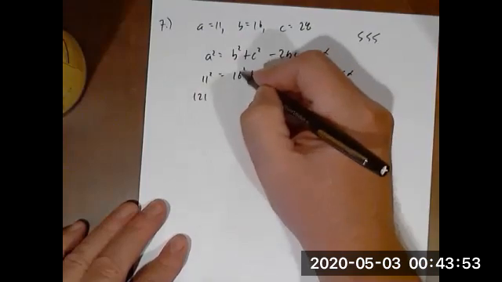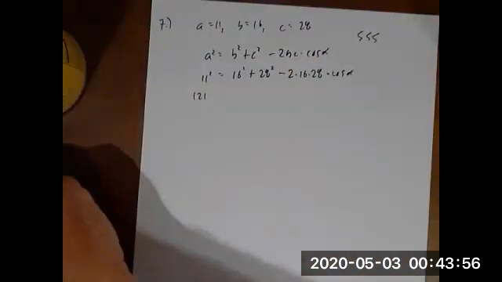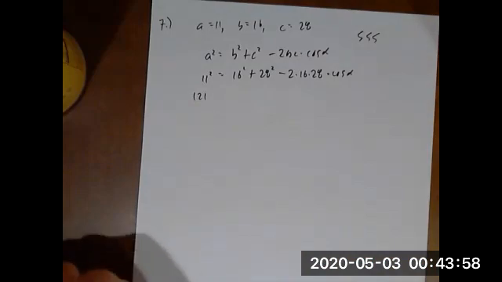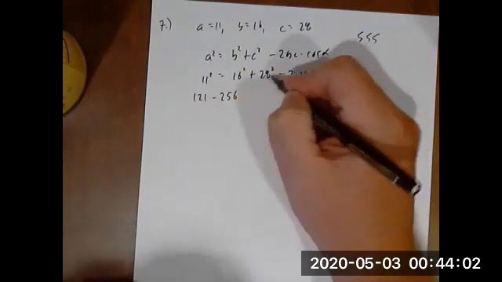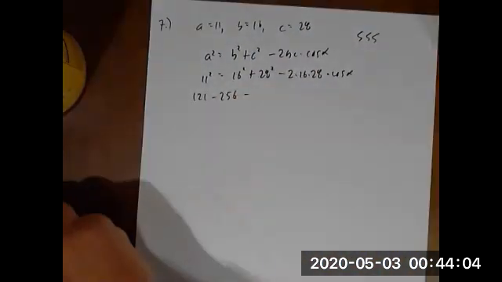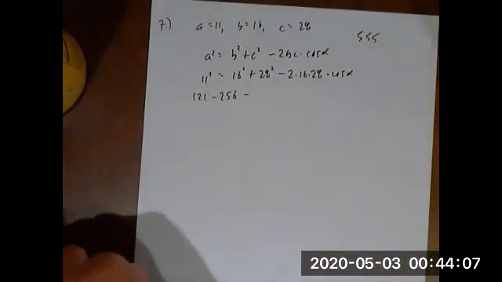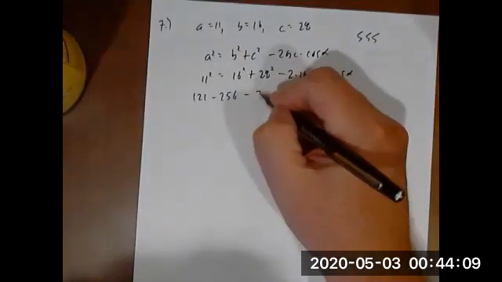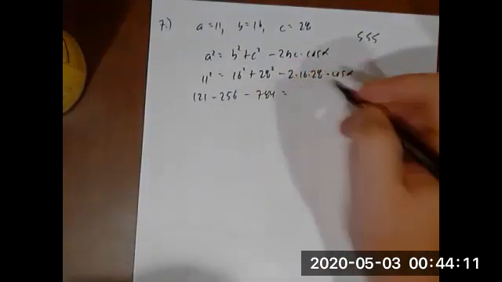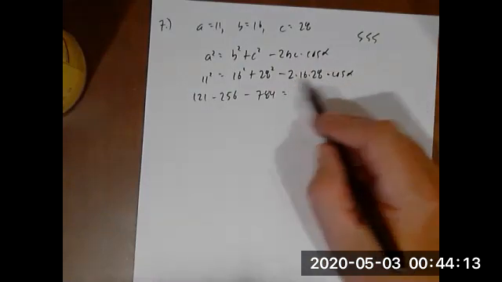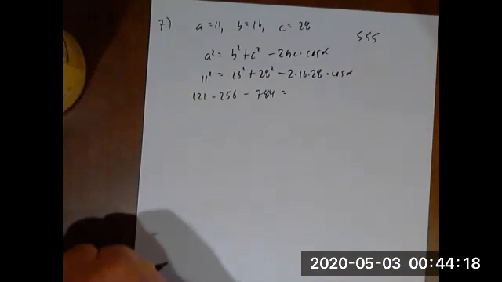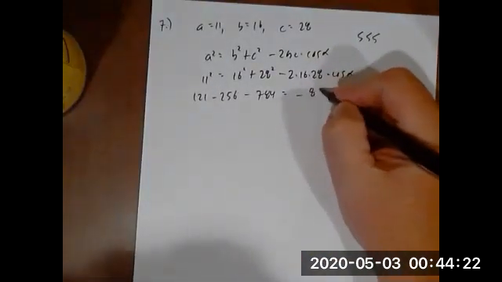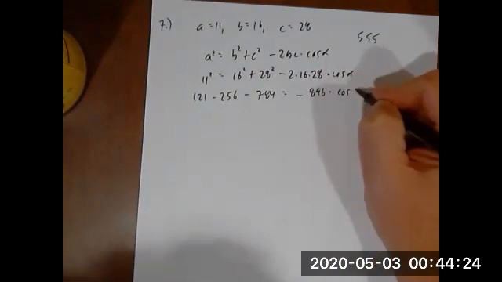subtract, so 16 squared, I'm going to subtract it to move it over here. 16 squared is minus 256. Then also subtract 28 squared, move it to the other side. That's minus 784. If I multiply these out, 2 times 16 times 28, negative 896 times cosine of alpha.